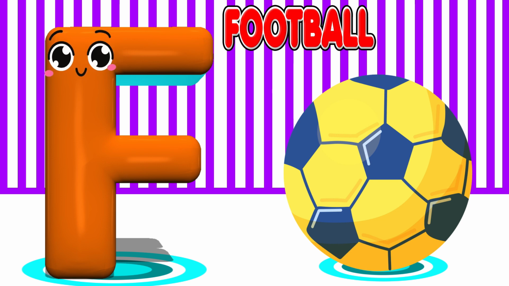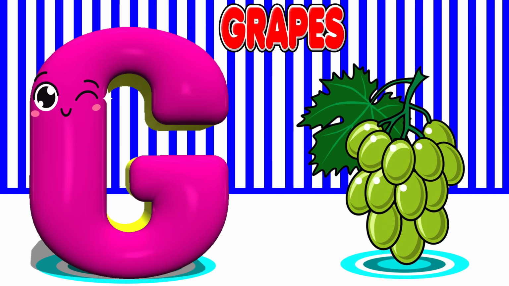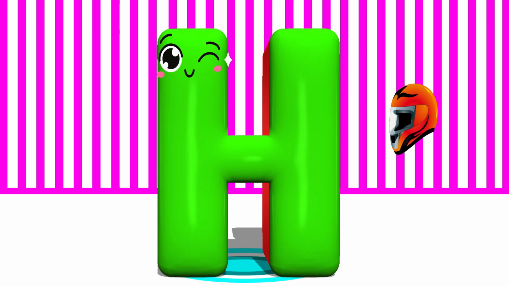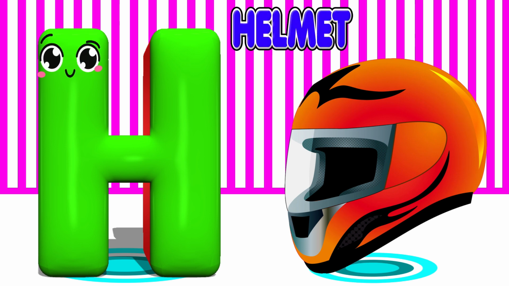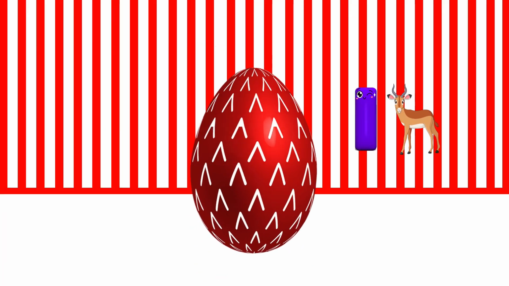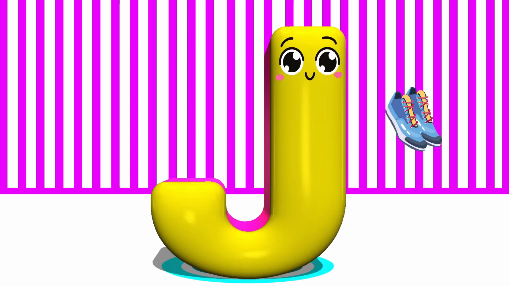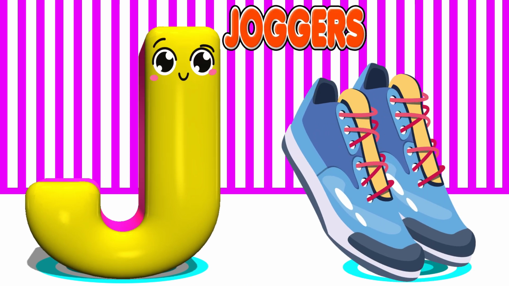F is for football. G is for grapes. H is for helmet. I is for impeller. J is for joggers.